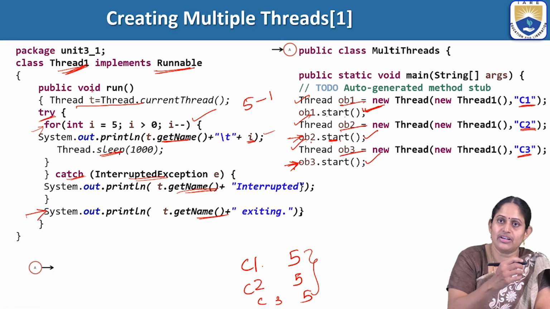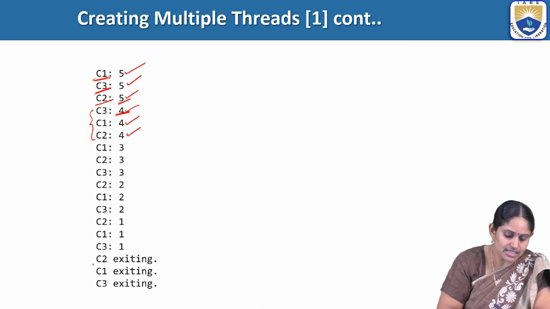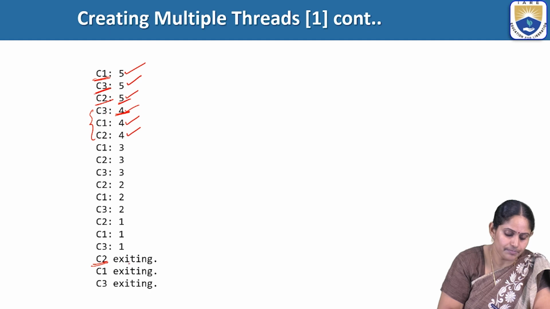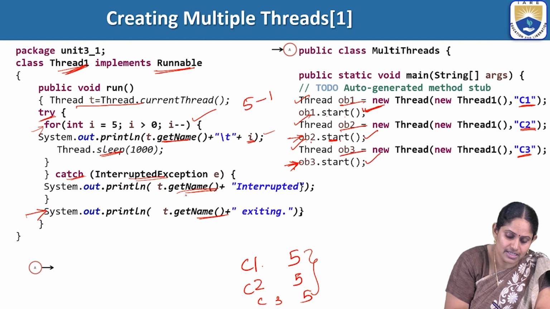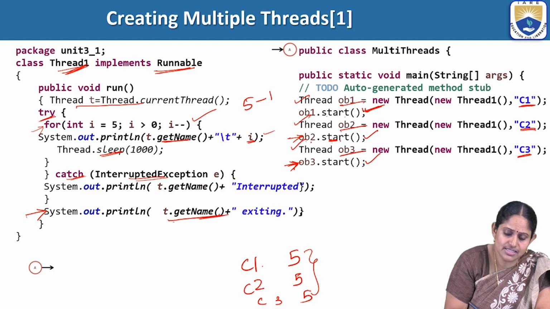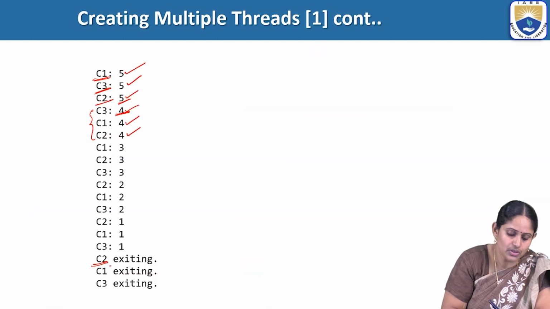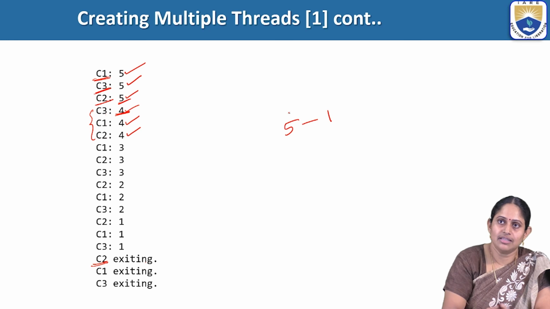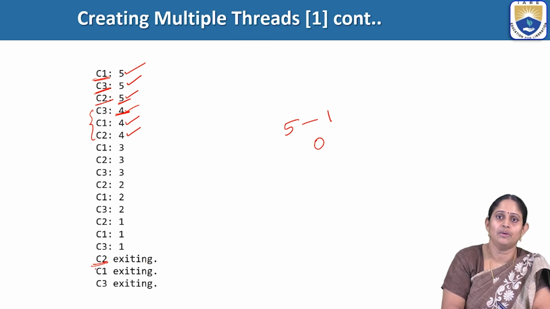In our case, C2 completed its work first. So once C2 completed printing all the values from 5 to 1 and the value became 0, it exits from the for loop, and it prints the statement outside the for loop, and hence we get C2 exiting.